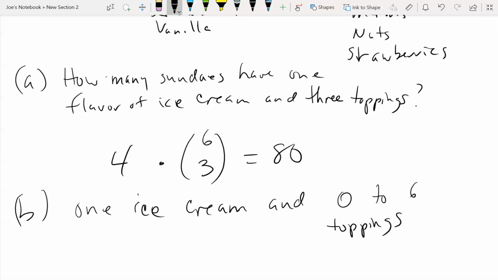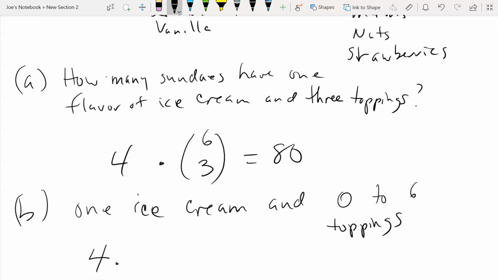Well, the 1 ice cream is still pretty straightforward, right? It's going to be 4 times something. Okay. There's a couple of ways to think about the 0 to 6 toppings. First way to think about it is you could do 0 toppings, or you could do 1 topping, or 2, or 3, or 4, or 5, or 6, right?